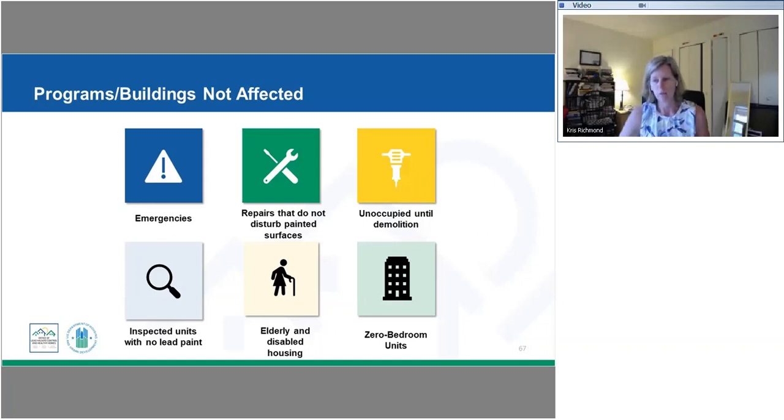Somebody was asking about, well, if I'm doing rehab in transitional housing, is that exempt? Well, it depends on what kind of units you're working with. If you're doing transitional housing and you're working with 0-bedroom buildings, so you see that box on the bottom right, 0-bedroom units. If you have 0-bedroom units, and there's no children under 6 that are living there or expected to live there in the 0-bedroom units, then it would be exempt as well. So lots of different questions coming in, but I thought it'd be helpful to see this exemption thing.